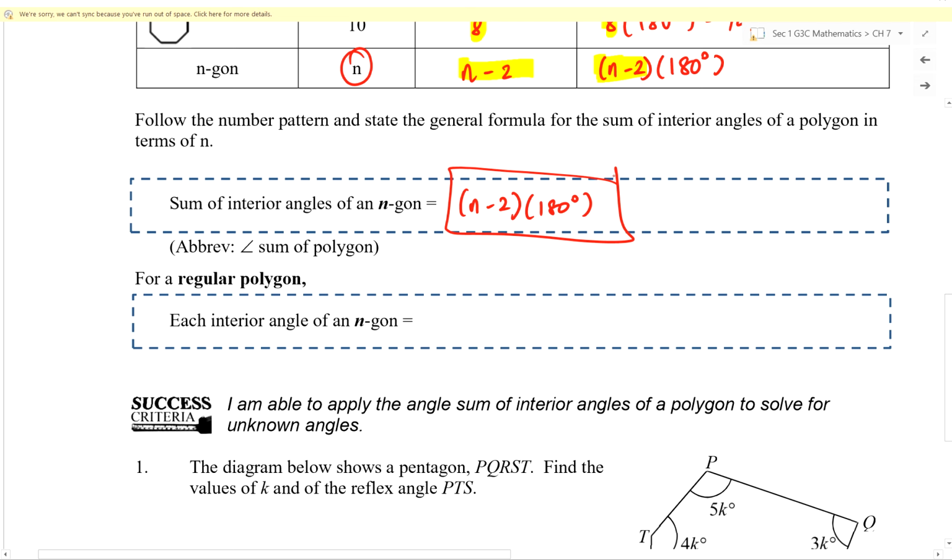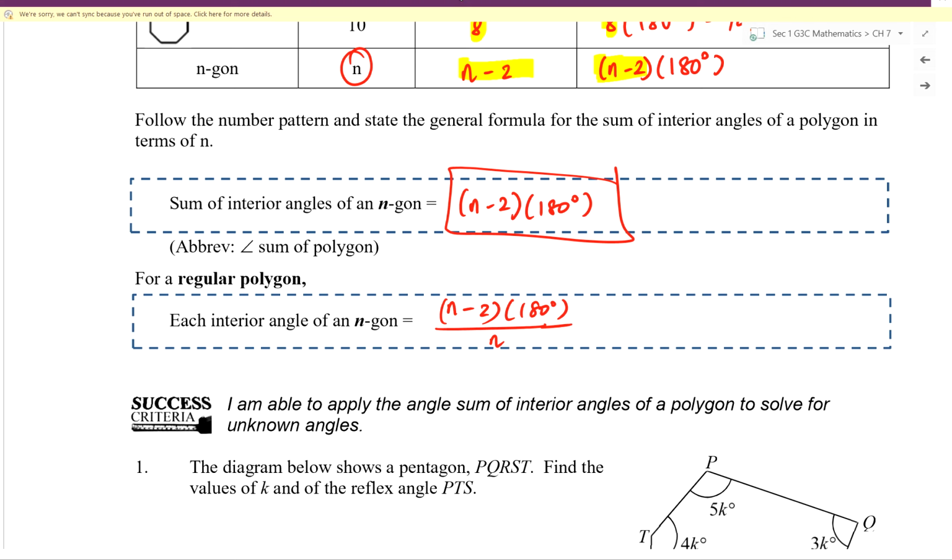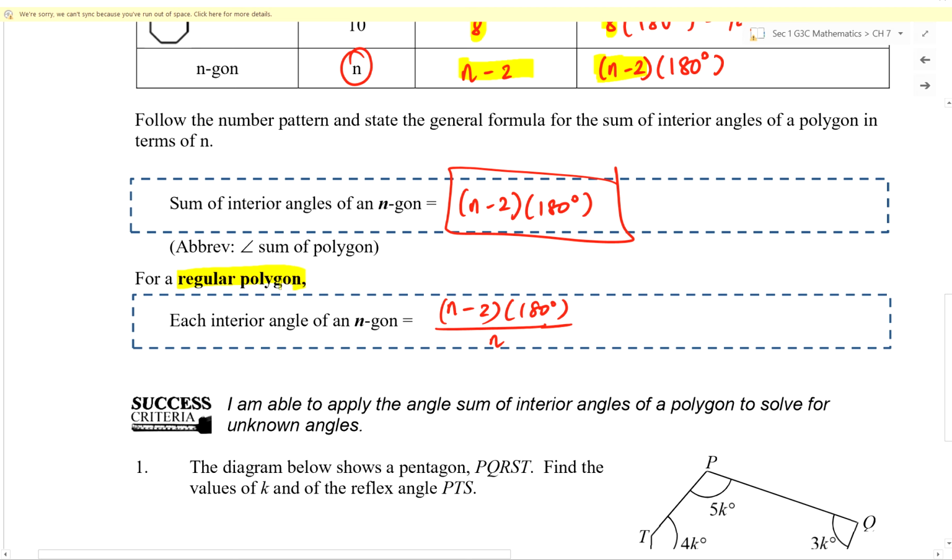If I just want one angle, what shall I do with this? What shall I do with the sum if I only want one angle? Divide by how much? How many sides does this have? N. So what we need to do is n minus 2 multiplied by 180 degrees, divided by n. And that's it. Here we have the formula for one interior angle for a regular polygon. Please highlight this word. This is only true for regular polygons, where all the angles are the same.